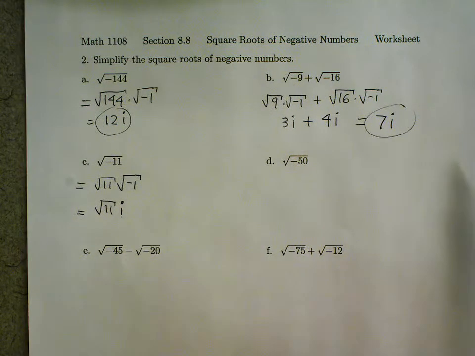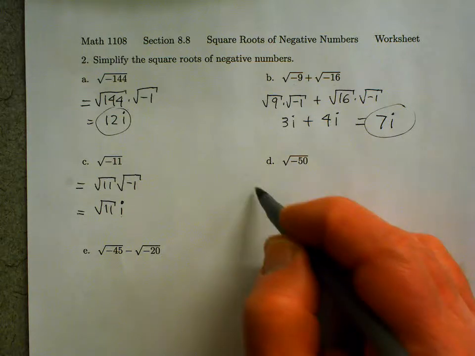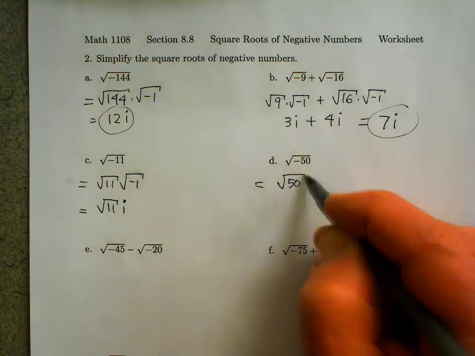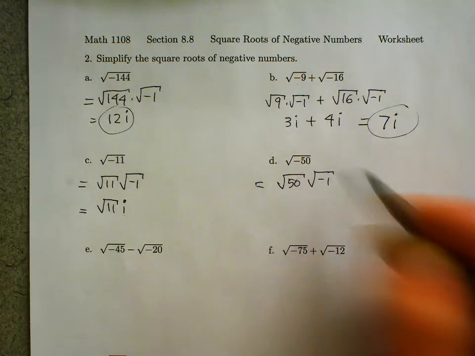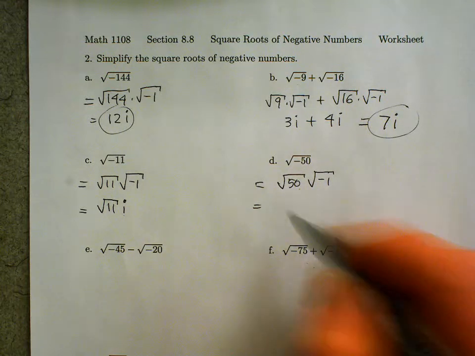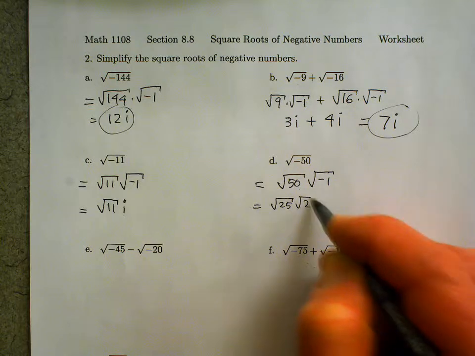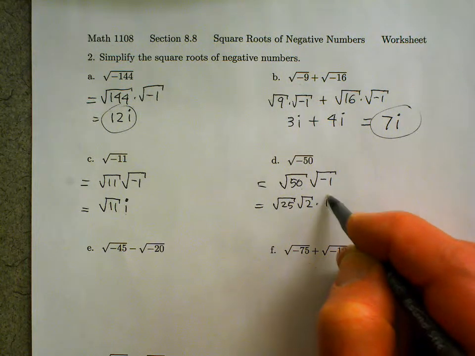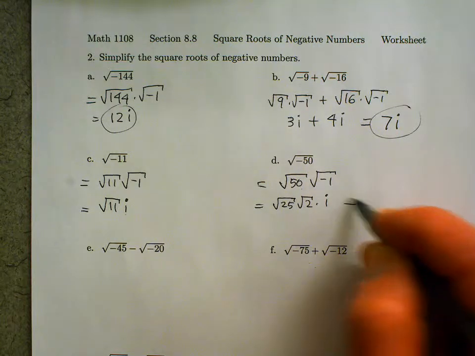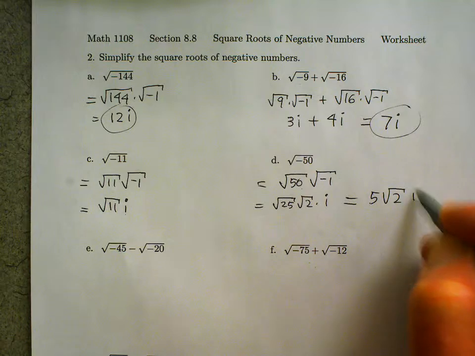Okay, so more of the same. The square root of negative 50. This is the square root of 50 times the square root of negative 1. The square root of 50 is the square root of 25 times the square root of 2. And then replace the square root of negative 1 with i. And then finally, we get 5 times the square root of 2 times i.